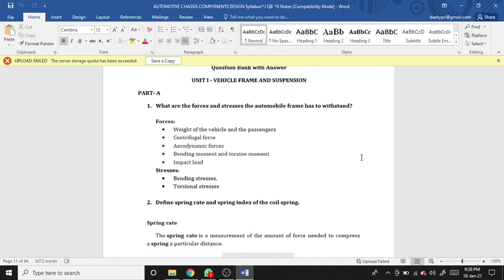In that first unit we are going to discuss. The first unit is vehicle frame and suspensions. Okay, so we are going to see one by one.